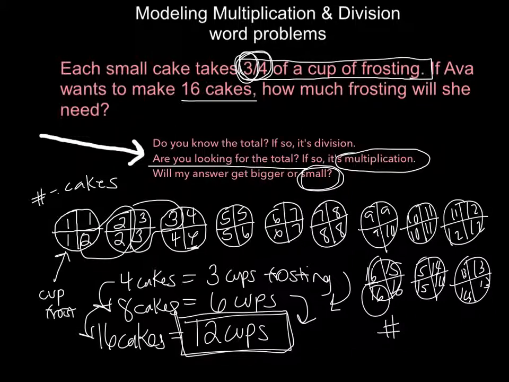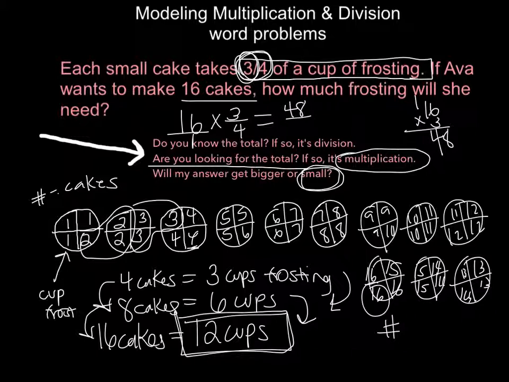And in order to check this with the algorithm, we said this is multiplication, and in multiplication, order doesn't matter. So this can be 16 times 3/4. And in order to solve it, I would put a 1 under my whole number. And I can multiply 16 times 3. 3 times 6 is 18. 3 times 1 is 3, plus 1 is 4. So 48 over 4. And if I divide 48 by 4, it will go in evenly 12 times.